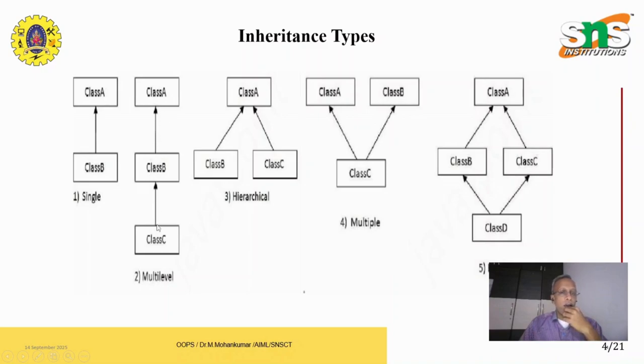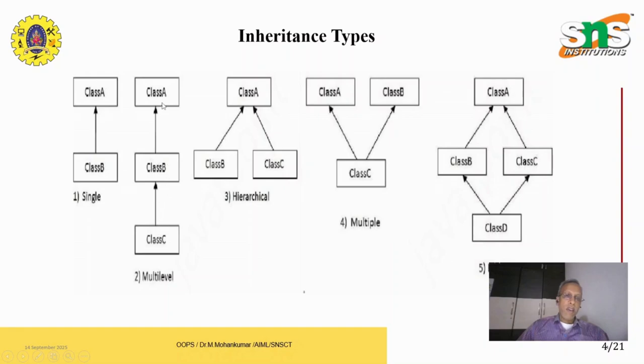Let us see multi-level inheritance. We have different classes: class A, class B, and class C. Each class has some properties, parameters, and methods. We are going to use those properties, parameters, and methods at different levels. For example, let us take class A, class B, and class C.